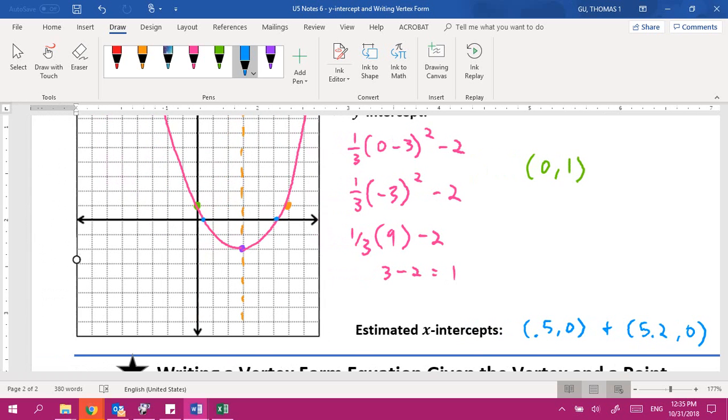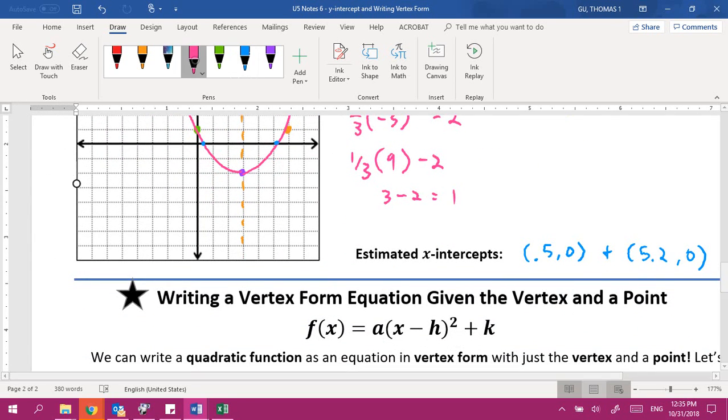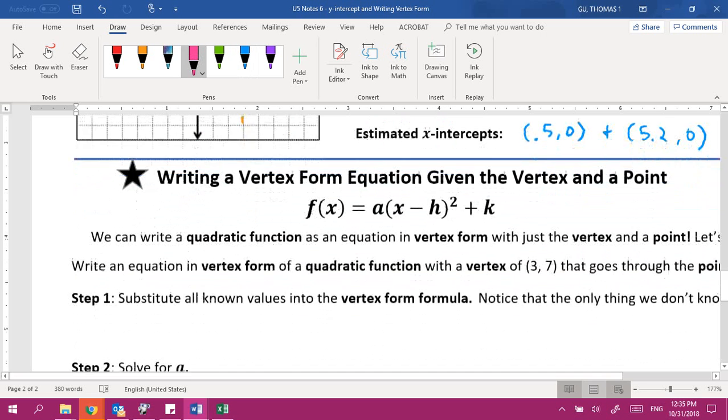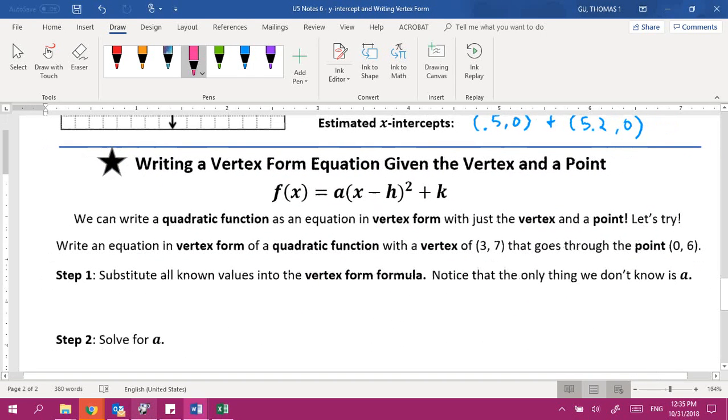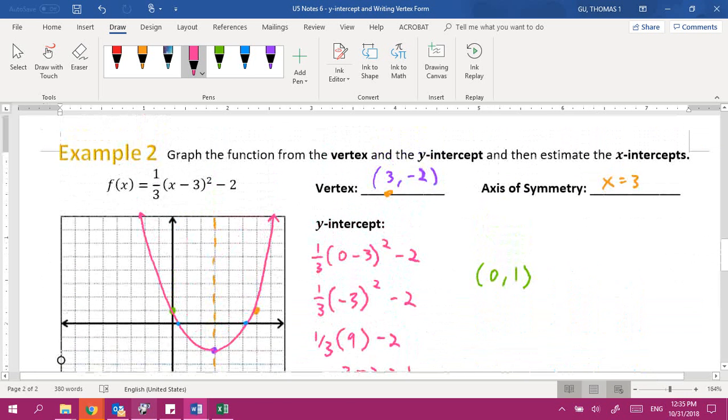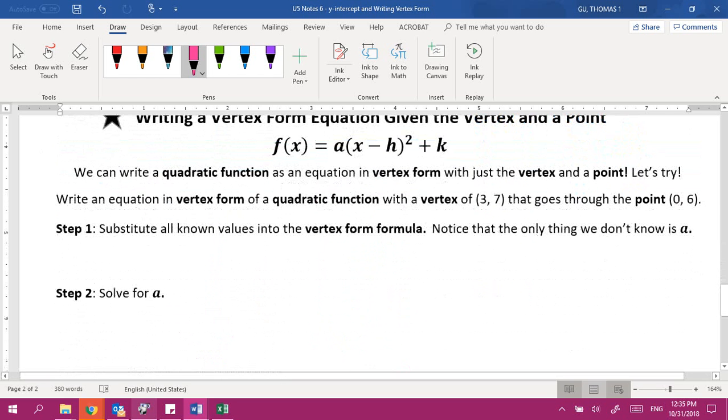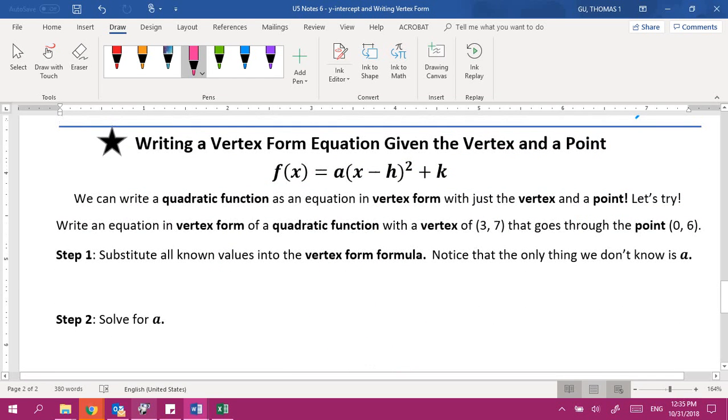All right, so that's that, and now on to the final topic of the day, and that is writing a vertex form equation given the vertex and a point. So first of all, a vertex form equation looks like this one up here, right? The 1/3 times x minus 3 quantity squared minus 2. We can write an equation like that if we're just given a vertex and a point. So let's take a look at this example.